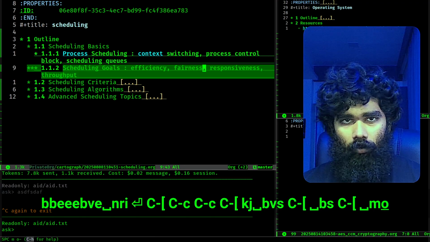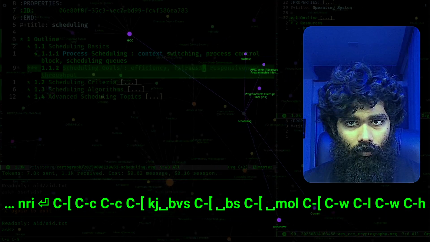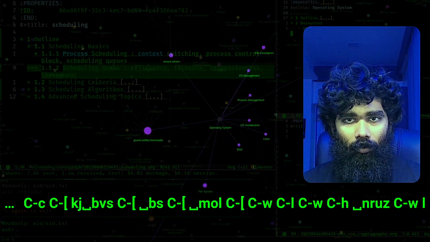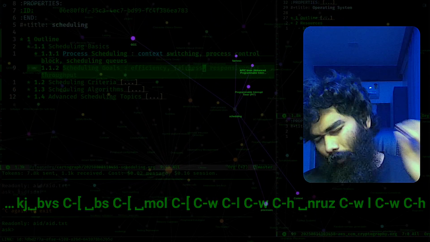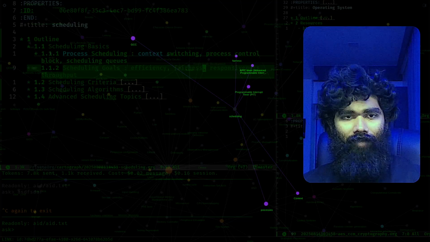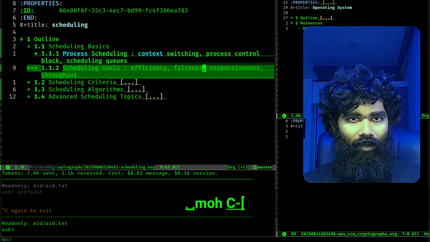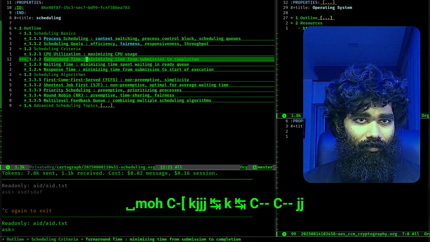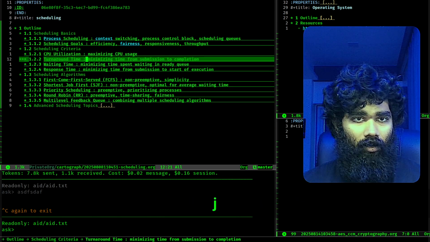If I lower the opacity, that's where scheduling is. So you can quickly have a look at what's up. When I want to chill out, and when I want to see what all I've been studying, that's when I go into this mode. So let's put the opacity back up. Scheduling criteria. You get to see a whole bunch of stuff here at a very quick glance.